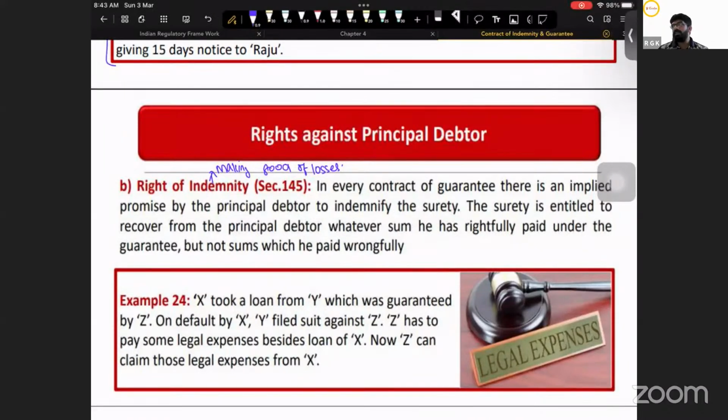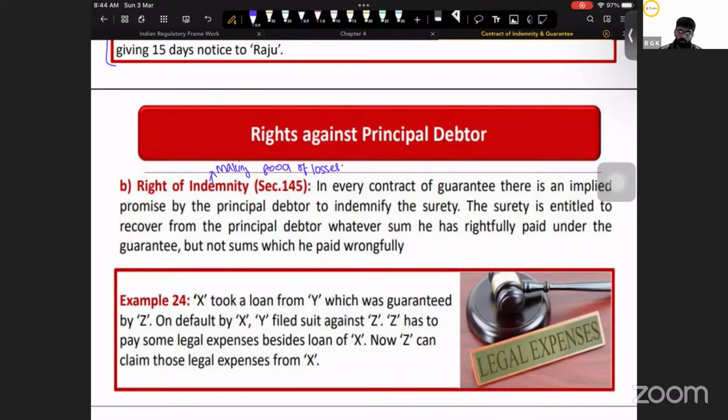When you say rightfully paid, what does it mean? If it is valid to fight the case, if there are genuine reasons to fight the case and the surety fights it, the expenses he incurs are rightfully incurred expenses. Unnecessarily, when you go for litigation and incur expenses, it will not be called rightfully incurred expense. So in the matter of indemnification, the principal debtor will be liable to compensate the surety only for rightful, proper, correct expenses which are necessary in that particular circumstance. This is what it says.